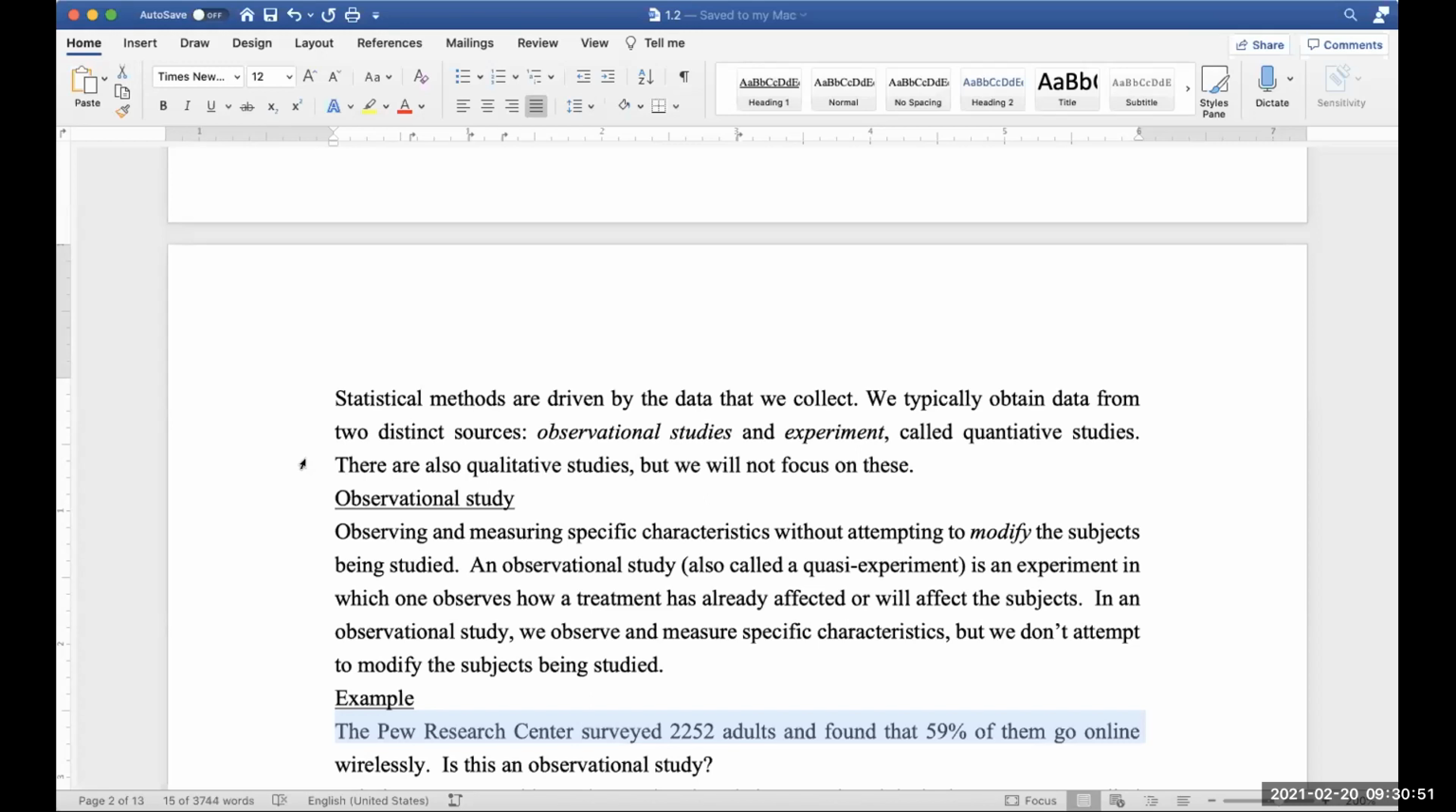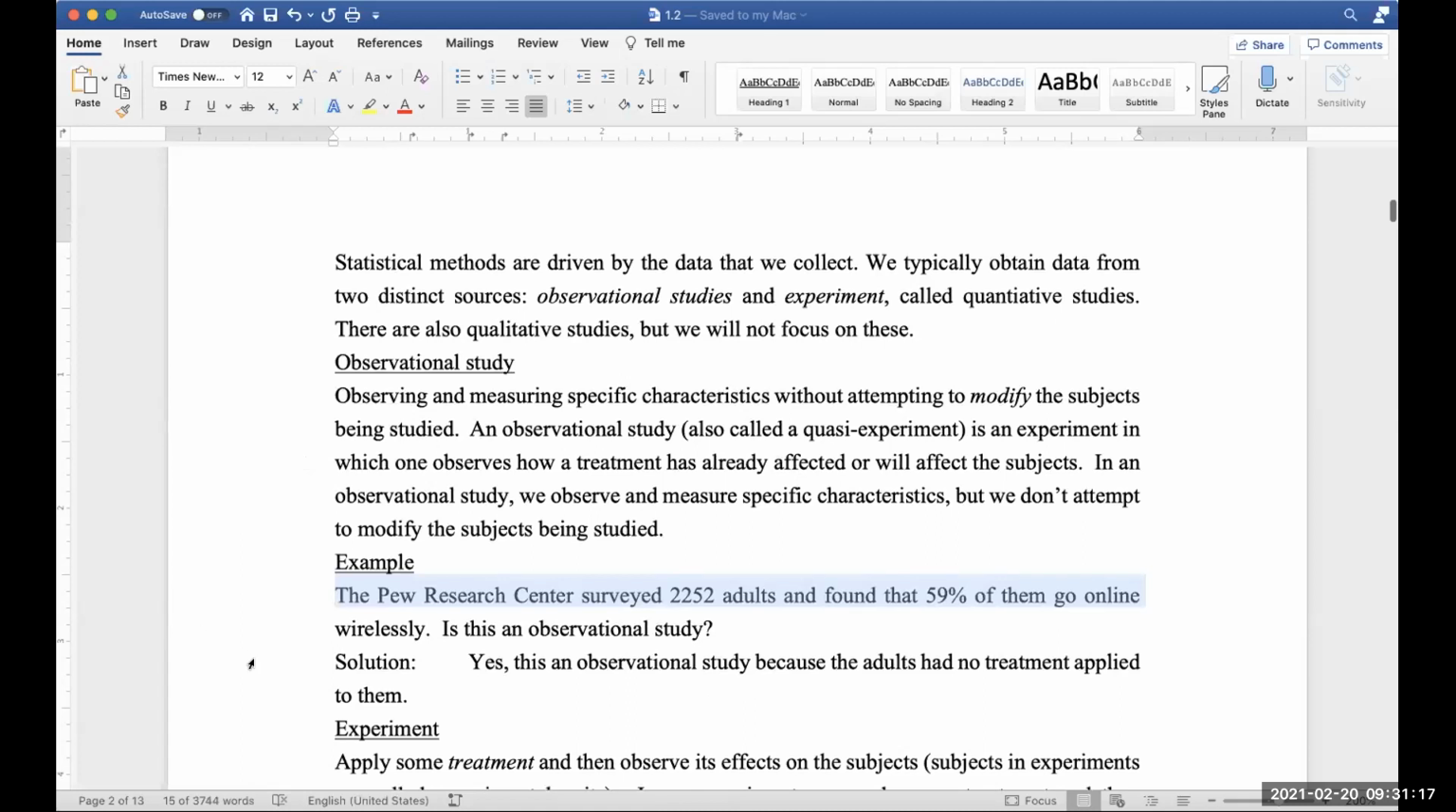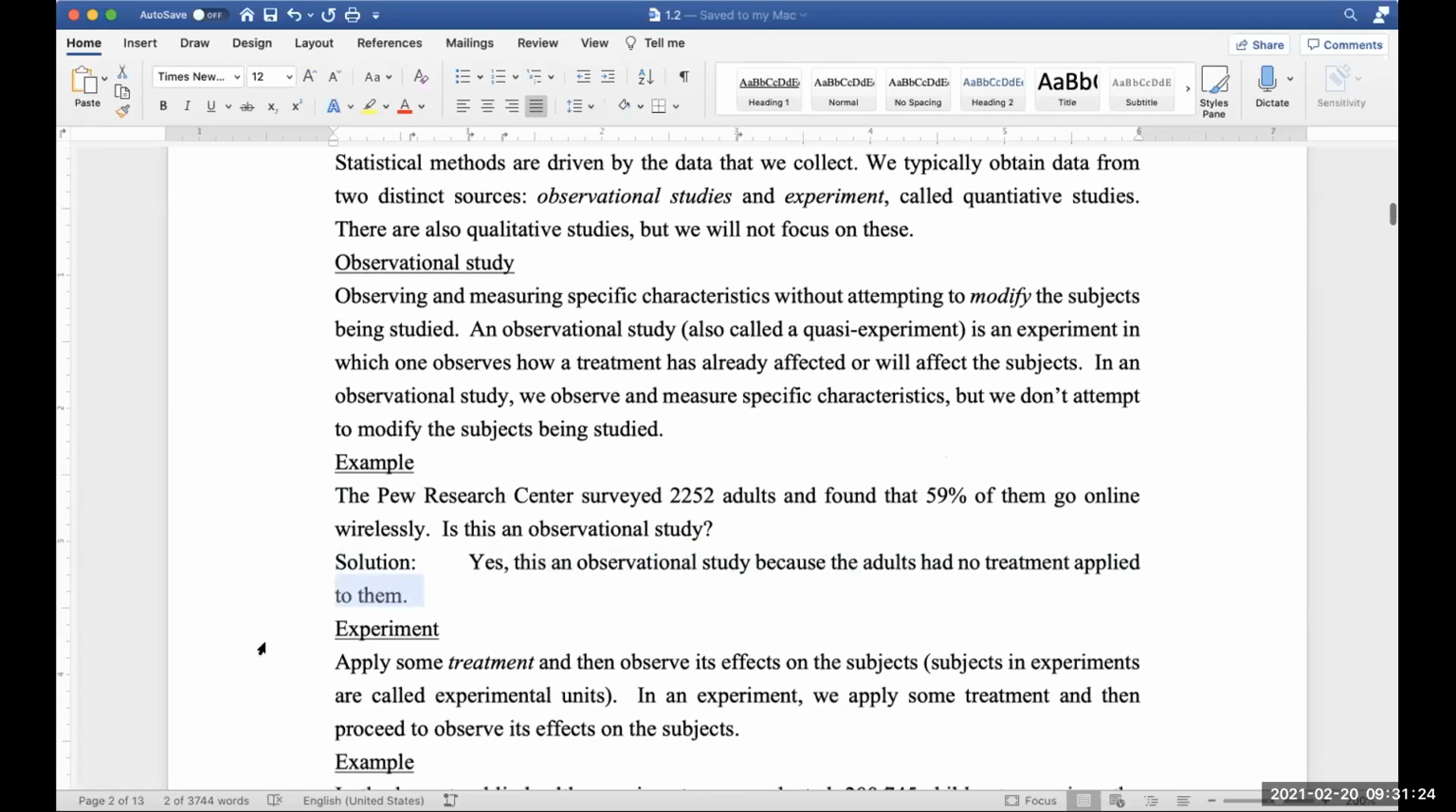Well, we are just observing if they go online. We are not in any way trying to modify how they go online. Therefore, yes, this is an observational study because there was no treatment that was applied to these subjects. We just observed them. So yes, this is an observational study because the adults had no treatment applied to them.